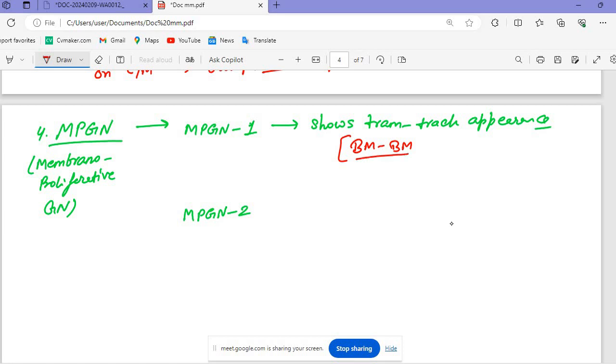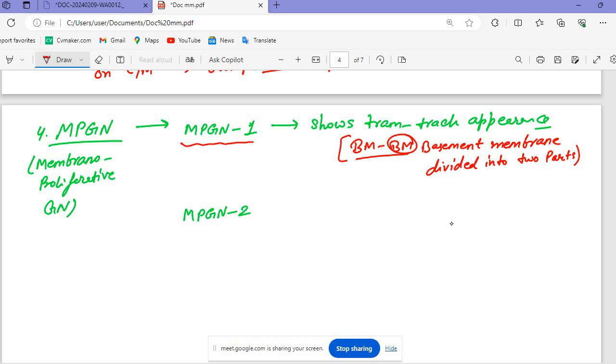BM means basement membrane. The basement membrane will be divided into two parts. That is MPGN1, so this shows the tram track appearance. We have the basement membranes, and what they do is divide them into two parts.